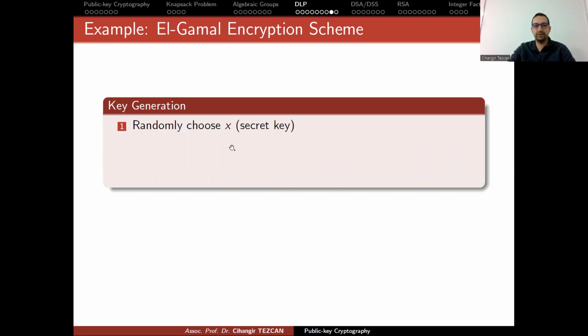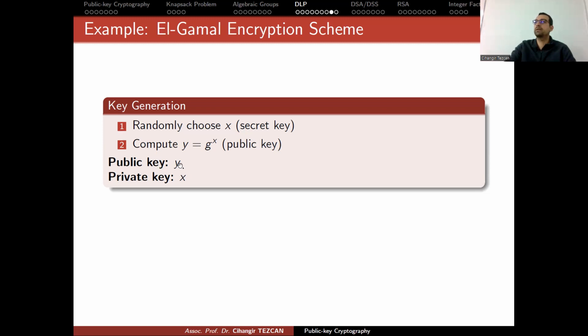So the El-Gamal encryption scheme, I will briefly mention it on this slide. Key generation is very simple. You randomly choose a value x. This will be your secret key. Then you compute x power of the group generator G, and calculate y. So this will be your public key. It is as simple as that. You choose the private key x, calculate the x power of G, and obtain the public key y.